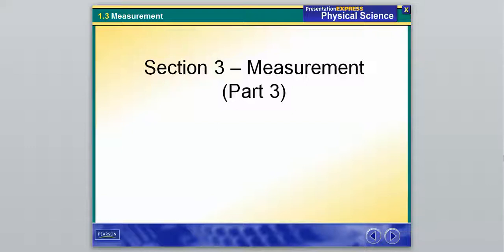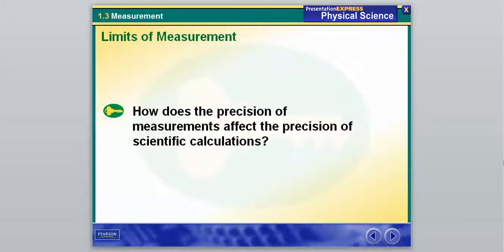So now we're going to talk about something called precision of measurements. We're going to look at the difference between precision and accuracy, which you might think to be similar. But once we have our measurements, we have to make calculations, and in order for them to be the best that they can be, they have to be precise. So how does the precision of measurements affect the precision of our scientific calculations?